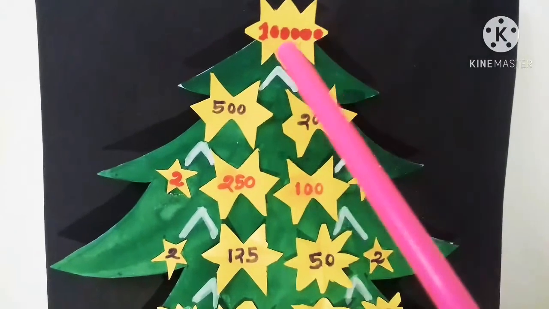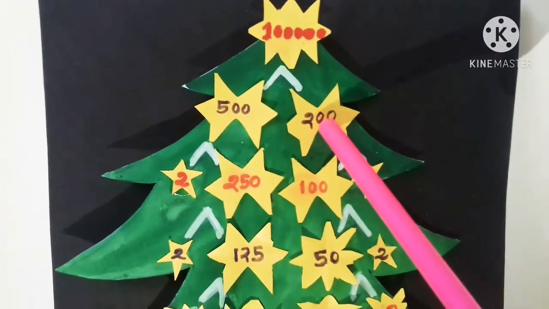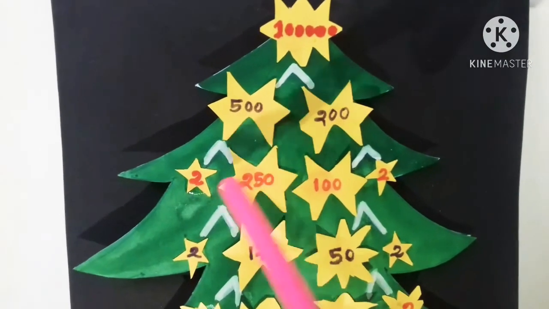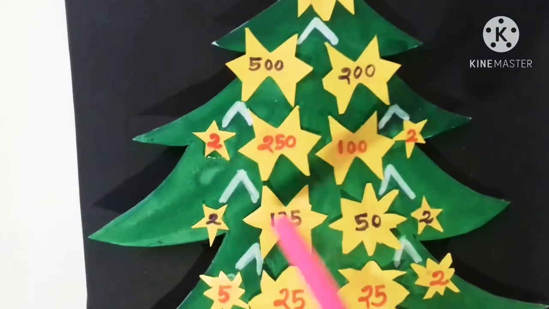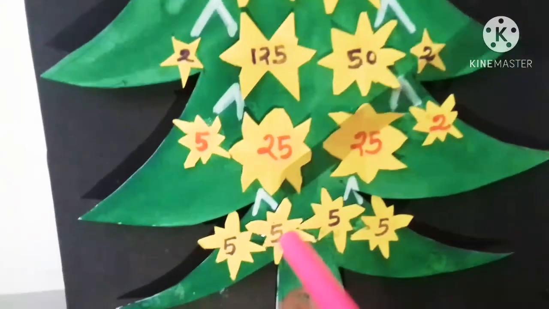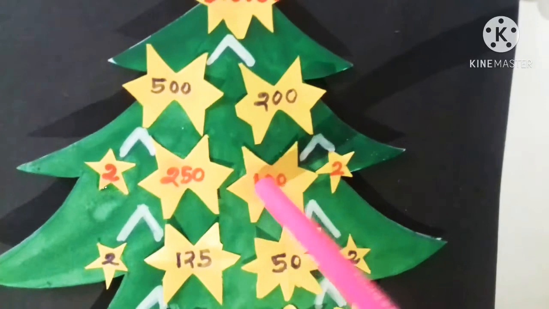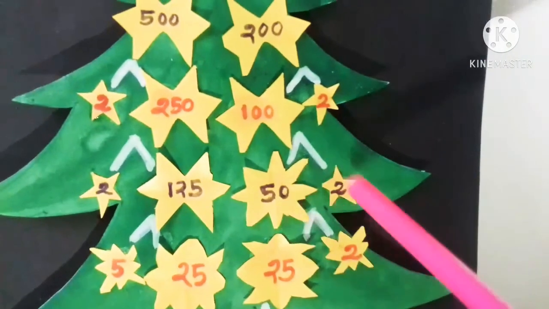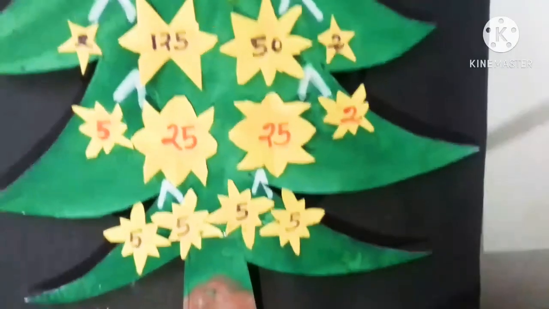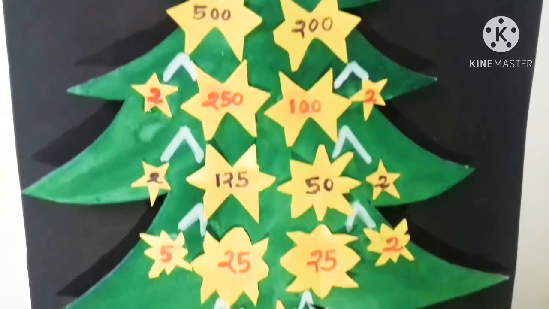And see here, for 1 lakh I made this full factor tree. The factors of 1 lakh are 500 and 200: 500 into 200 is 1 lakh. Then 500 is broken down into 250, 2 250s are 500, then 2 125s are 250, and 5 25s are 125, and after that 5 5s are 25. Then again 200 is broken down into 100, 2 100s are 200, then 2 50s are 100, 2 25s are 50, and then 5 5s are 25. It's like a big large factor tree I made on this.